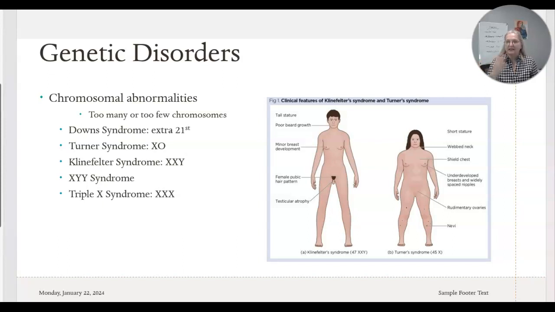Women are likely to be the carriers. So like I say, sometimes jokingly, you can blame your mother. Women are the carriers, but men will be the individuals that present with the disorders.